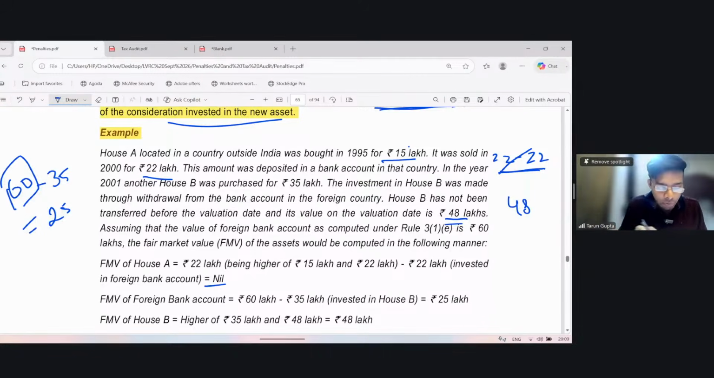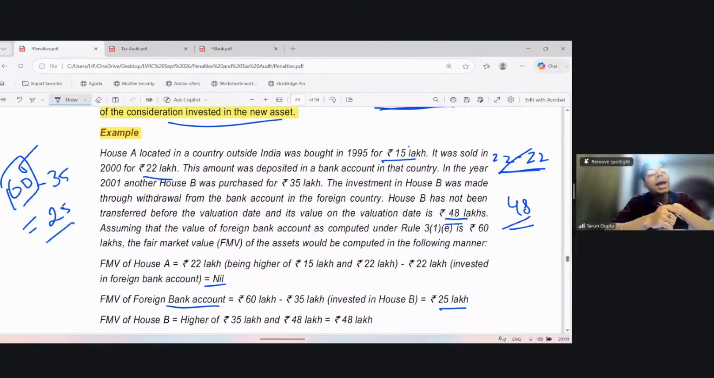Okay. Now for the bank, it is 25 lakh. Why? Because out of this 60 lakh, there is 35 lakh which is there in house B as well. Because I have used this 35 lakh for purchase of house B. This is included in the 60 lakh also. So if I have included 35 lakh in the 60 lakh as a part of the valuation of the bank, and in the 48 lakh also as a part of the valuation of house B, then it is double counting. To avoid it, it says that you reduce it from the old asset. The old asset is the bank. So I reduce 35 lakh from the bank, and the value for the bank comes to 25 lakh. Okay. And for house B, it is 48 lakh. It has not been transferred, so it's clearly 48 lakh.